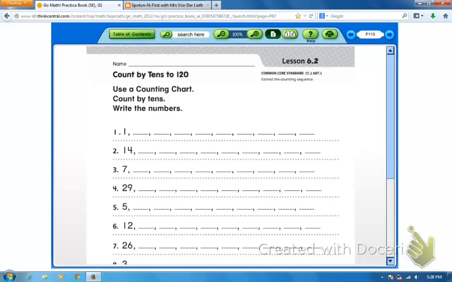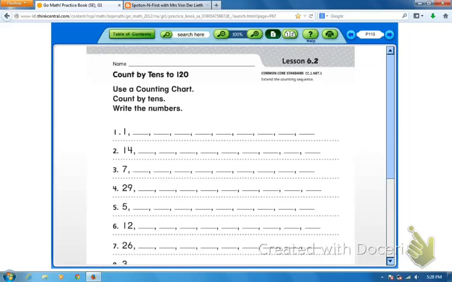For lesson 6.2, we are counting by tens to 120, and the question we're trying to answer is how do numbers change as you count by tens to 120? These first two lessons are very critical for students to be able to understand place value. We are using the 120 chart in class, so don't be afraid to use it at home.